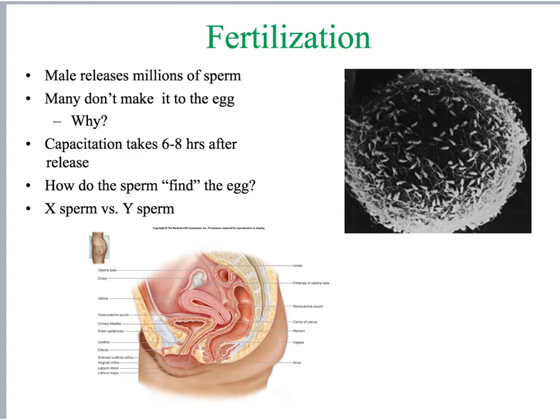Now, the oocyte, once it's ejected, is viable for about 12 to 24 hours. The chance of pregnancy drops to almost 0 by the next day. So sperm are actually amazing in that they can survive in the female reproductive tract for up to a week, but fertilization is most likely to occur within 24 to 48 hours after ejaculation.